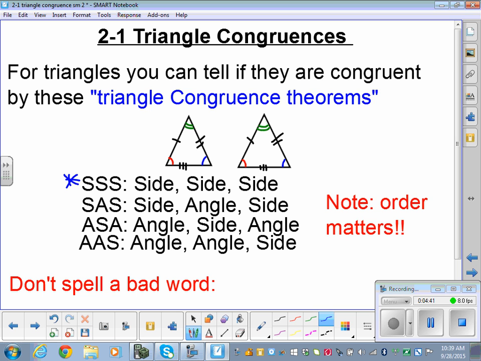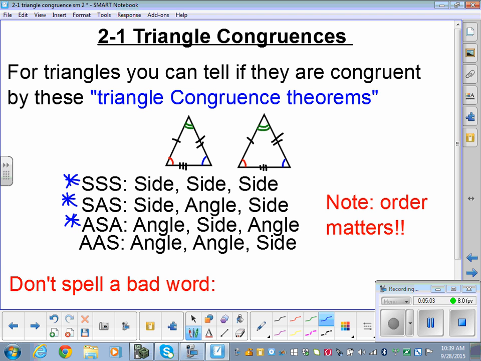We also have side, angle, side. Now in this one, order really matters. If you're given on the triangle a side, then an angle, then a side, and it's in the same order on the other triangle as a side, angle, side, then you know that the 2 triangles are congruent. Then we're also going to be seeing the order angle, side, angle.